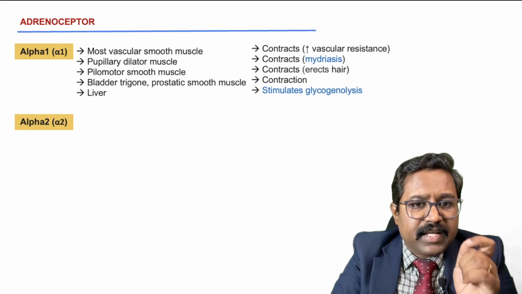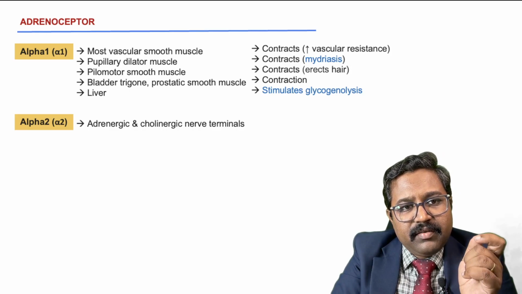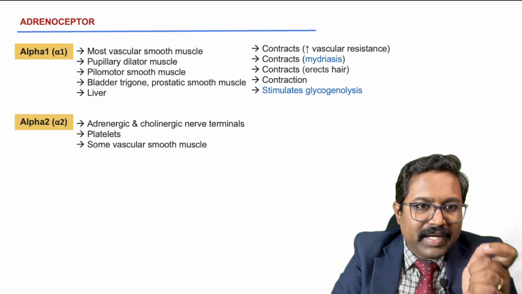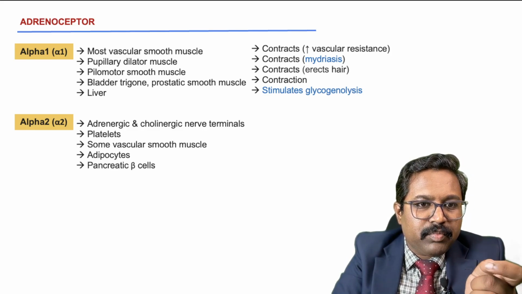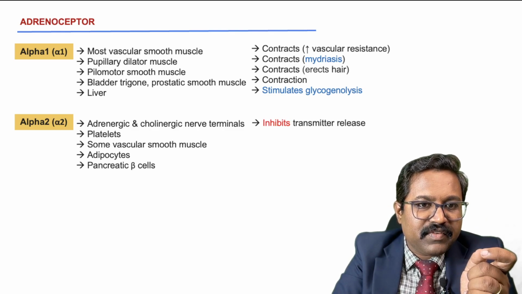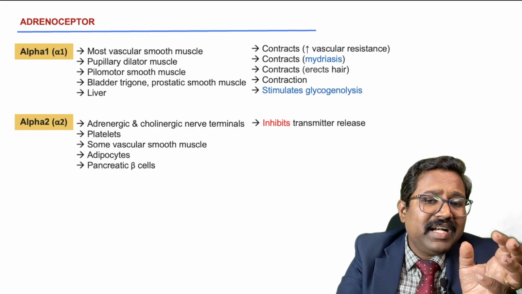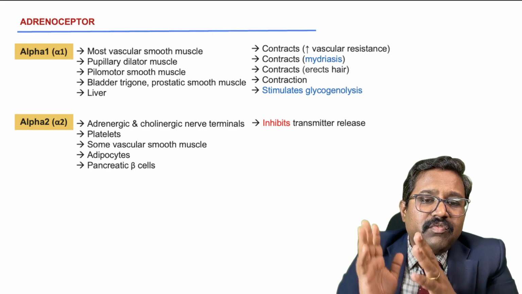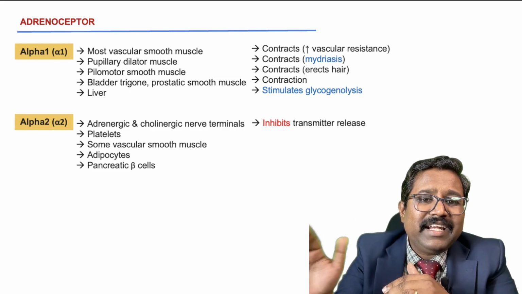Coming to the alpha 2 receptors, they are predominantly found in the adrenergic and cholinergic nerve terminals. They are found on the platelets. They are seen on certain vascular smooth muscles, and also in the adipocytes. Alpha 2 receptors are also present in the beta cells of the pancreas. Predominantly alpha 2 is present at the presynaptic junction, activation of which will lead to inhibition of transmitter release. So they have a negative feedback mechanism.